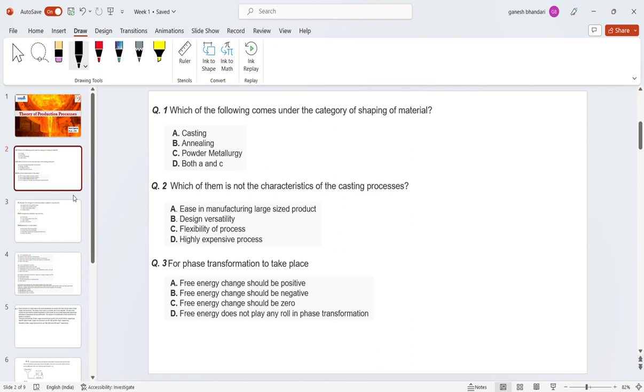Okay then, let's move to the next problem. It asks which of them is not a characteristic of casting processes. The first is ease in manufacturing large size products, then design versatility, flexibility of process, and D is highly expensive processes. So I think it is an easy one.